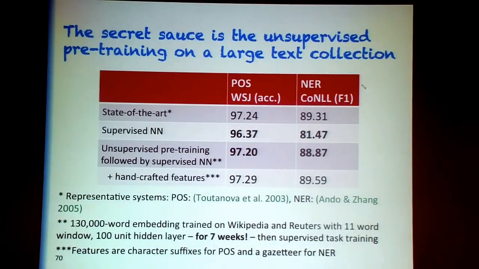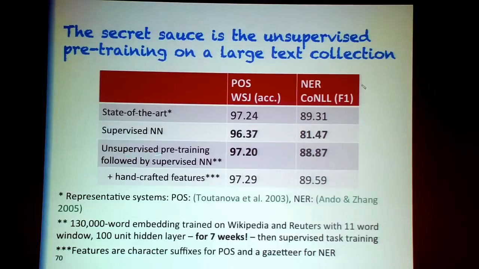Let's see the kind of results that we're getting and what are the crucial ingredients in these results. So the first line here shows the state of the art, which are systems by 2003 and Ando Chen 2005 respectively. The second line here shows what happens if you were just to train a good old supervised neural network separately on each of these tasks. And they don't do as well as the state of the art.